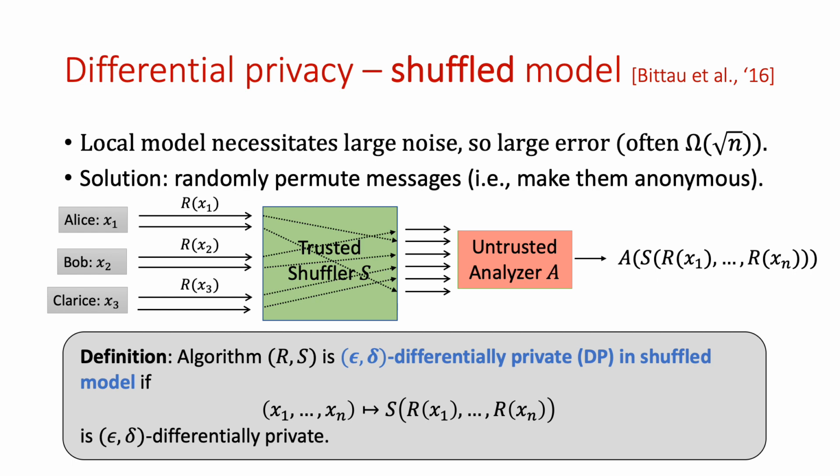Now here's how privacy is defined. The algorithm induced by the local randomizer R and the shuffler S is epsilon delta differentially private in the shuffled model if the function which takes the data set x1 to xn to the shuffled output of the concatenation of R of x1 all the way up to R of xn is itself epsilon delta differentially private.